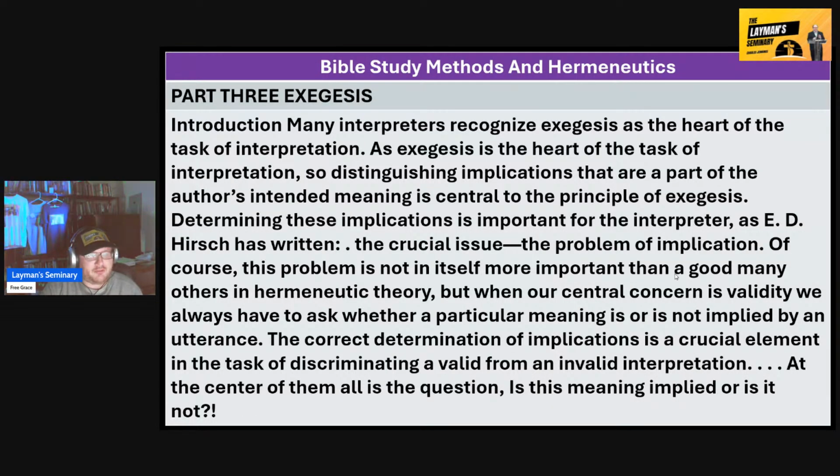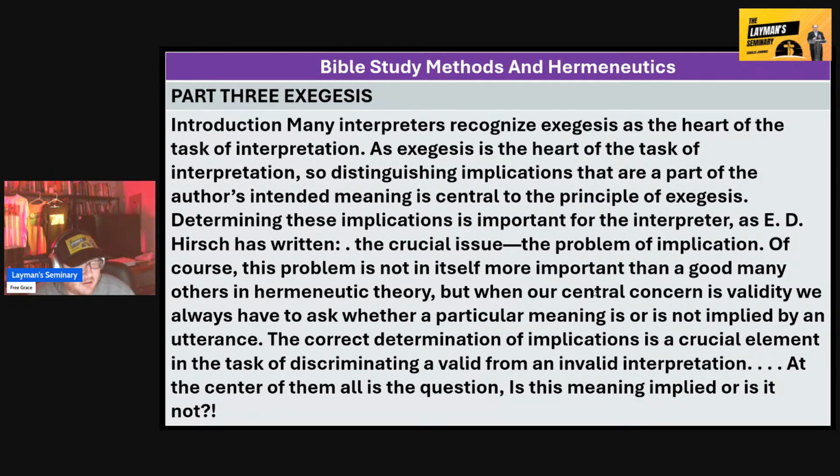So here we go. Part 3, Exegesis. Introduction. Many interpreters recognize exegesis as the heart of the task of interpretation. As exegesis is the heart of the task of interpretation, so distinguishing implications that are part of the author's intended meaning is central to the principle of exegesis. Determining these implications is important for the interpreter.